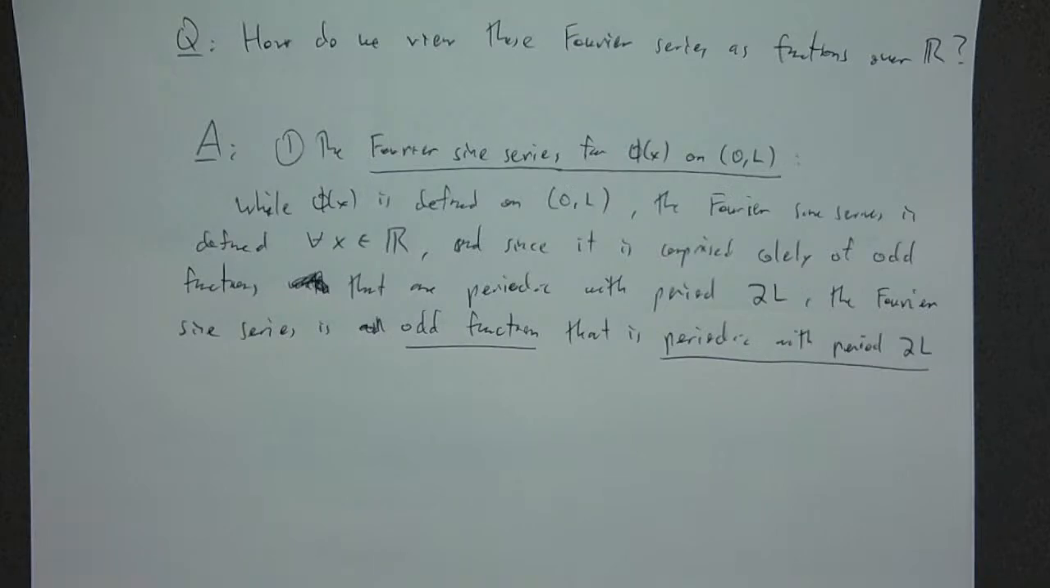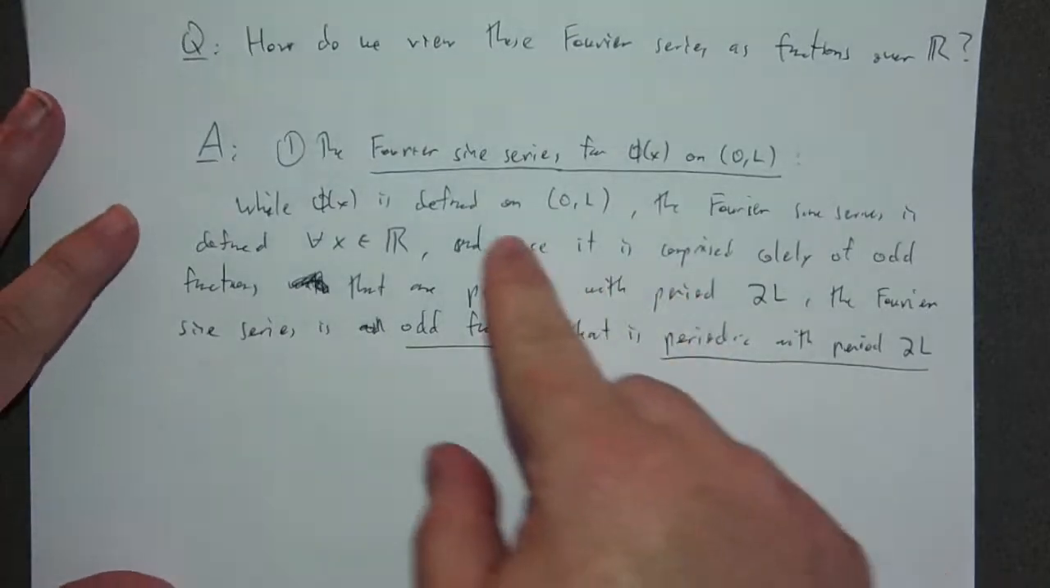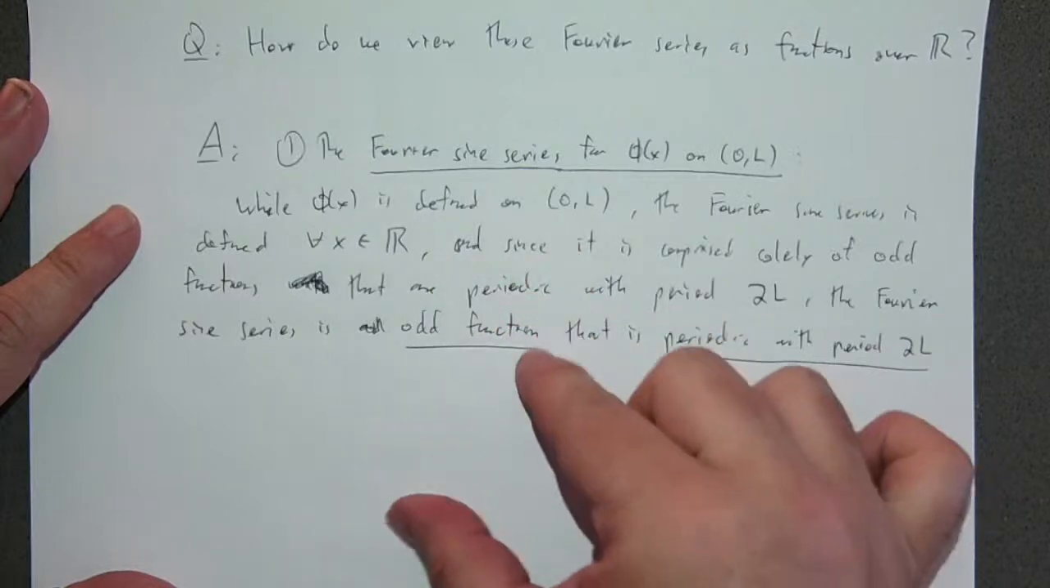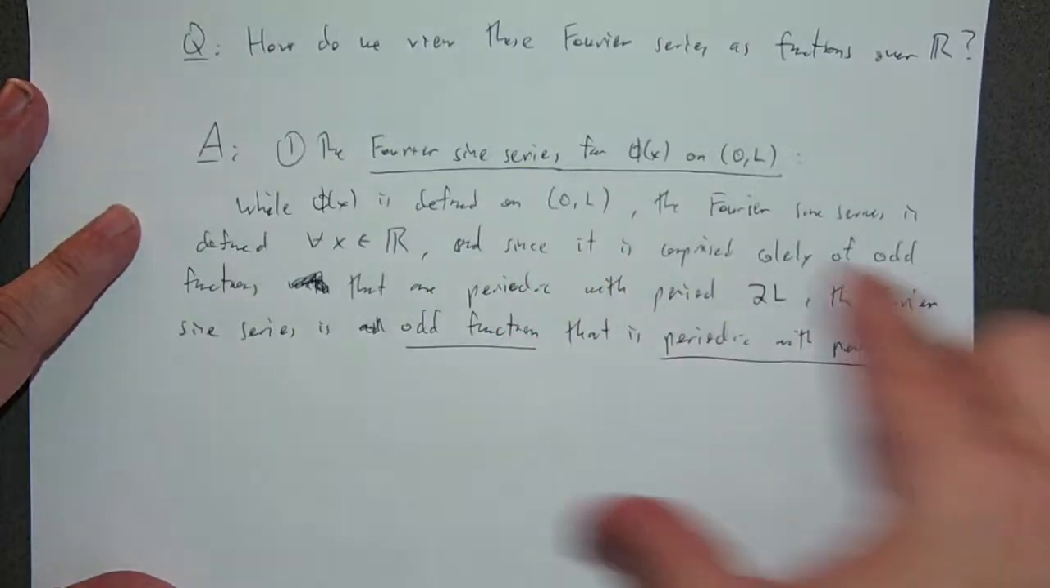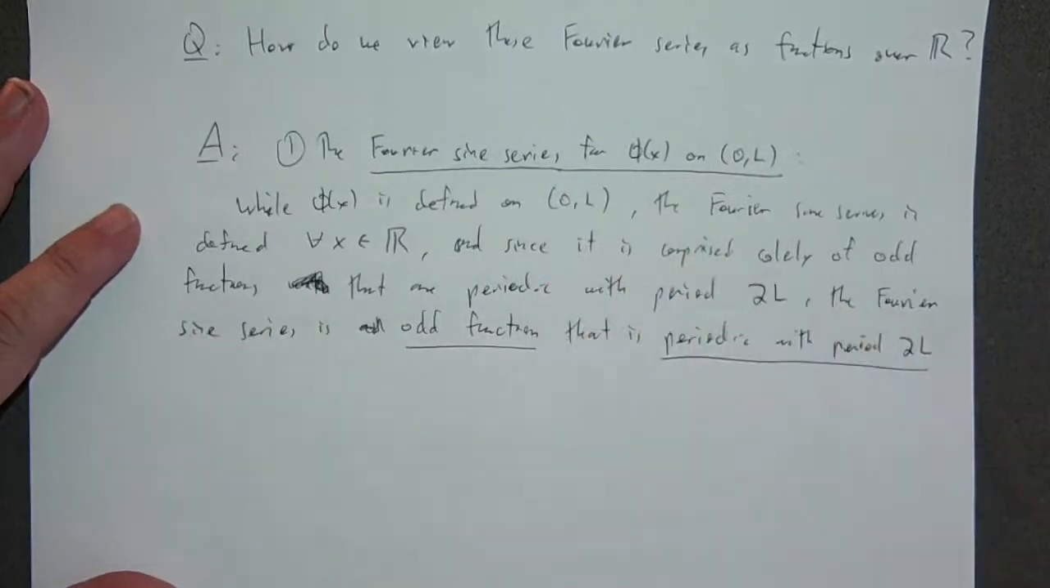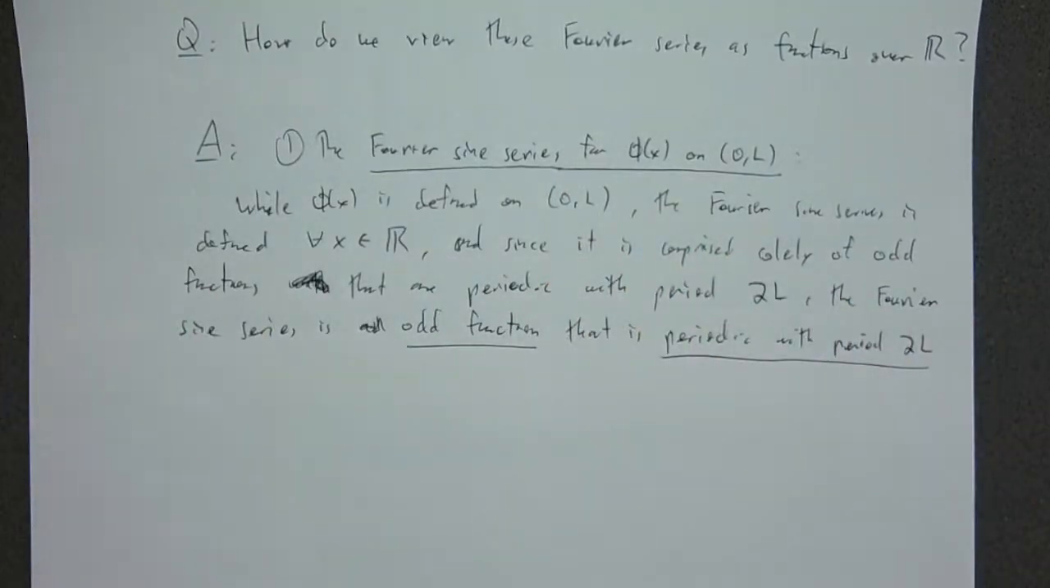Okay. And so that is what's going on here. The copy pasting bit, basically I would take my function phi, odd extend it to minus L to 0, and then copy that odd piece over and over again with period 2L. Okay, that is what's going on here.